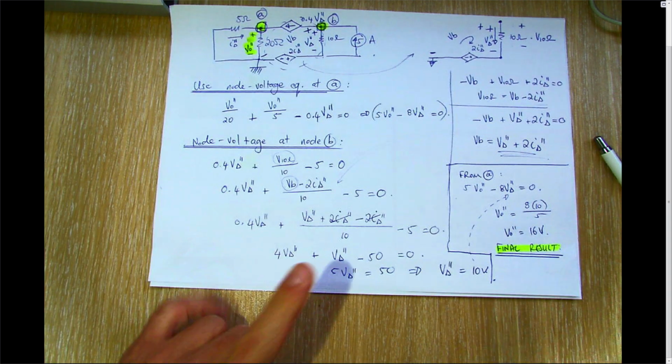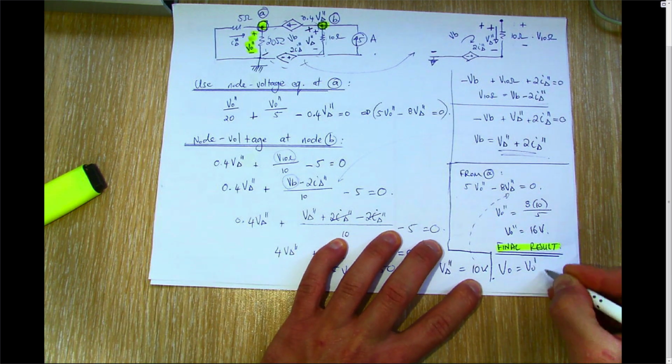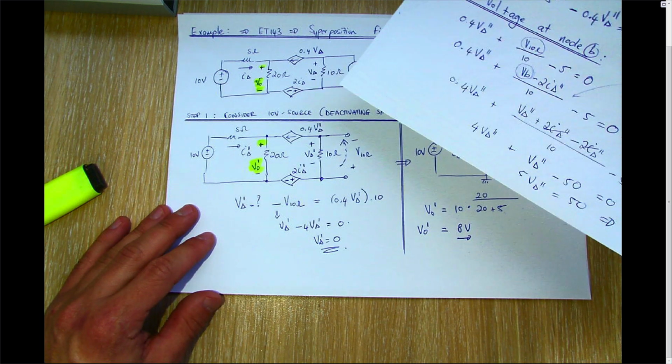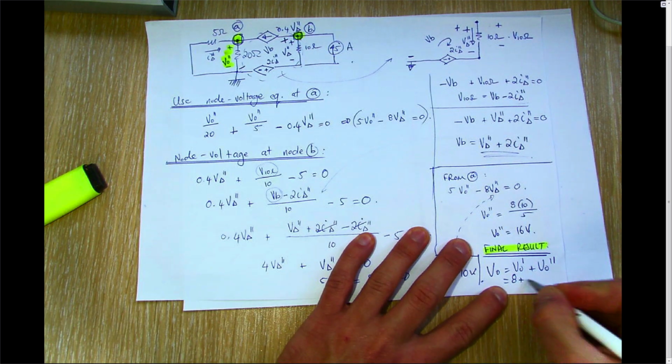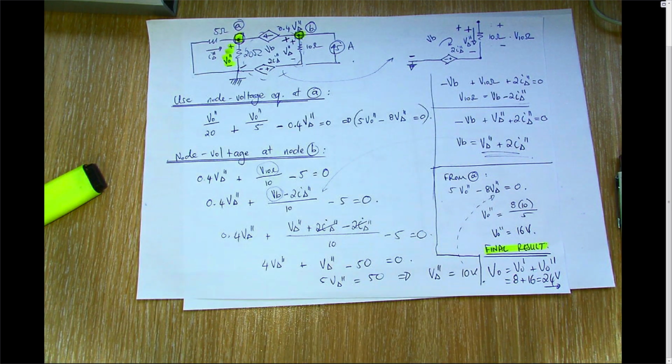Final result, V0 is equal to V0 prime plus V0 double prime, and this is equal to 8 plus 16 is 24 volts. Okay, I hope that makes sense.